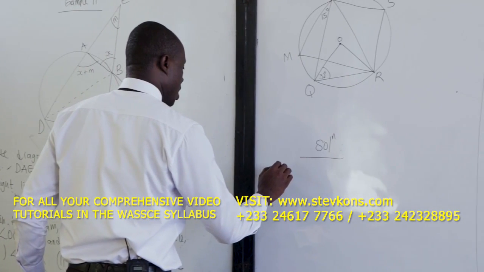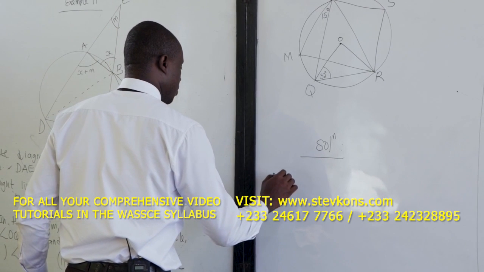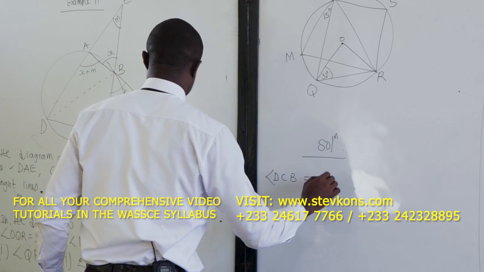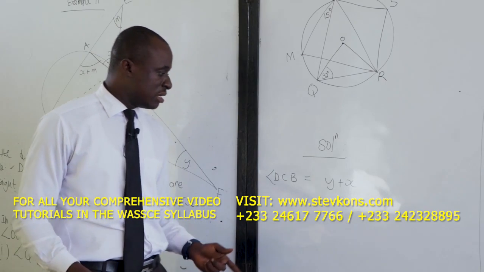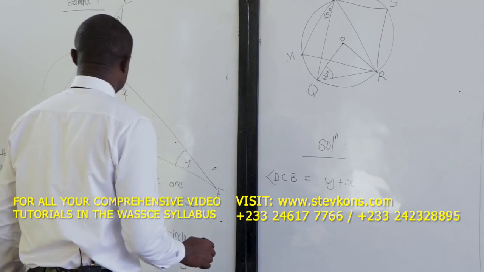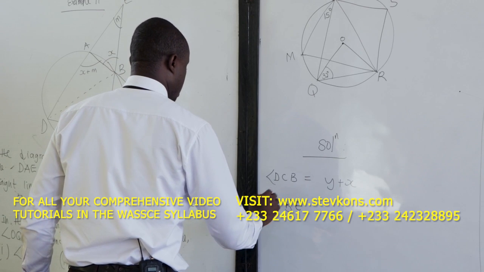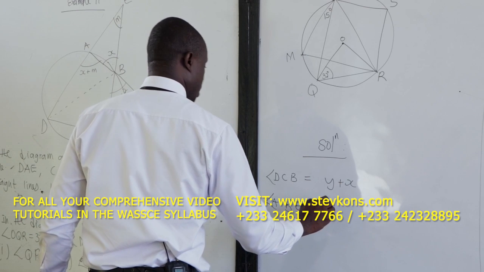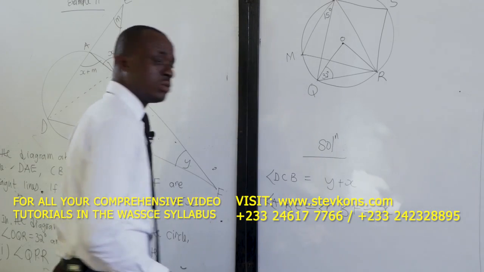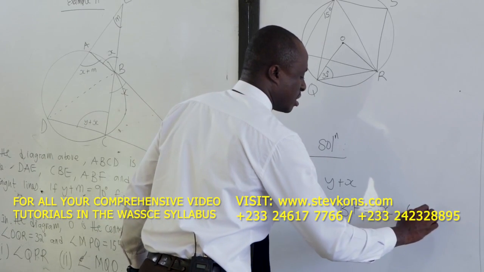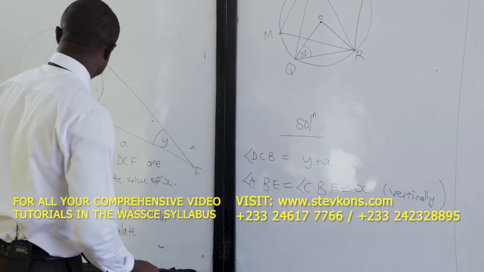So in a nutshell, what am I saying? We are saying that angle DCB is equal to y plus x. Why? The sum of the opposite interior angles equals the exterior angle. And then we can also say that angle ABE is equal to angle CBF, and this is equal to x. Why? Vertically opposite angles are equal.